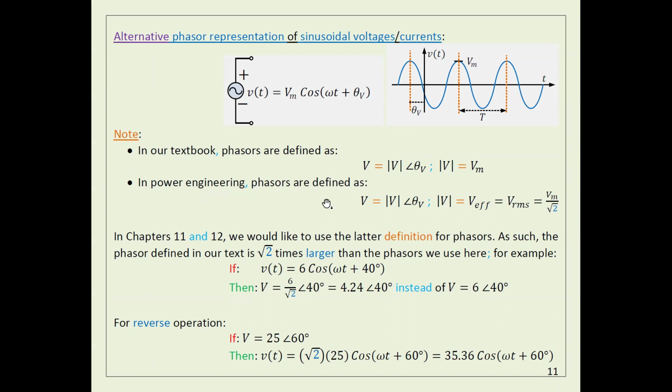For example, here, if you have a signal like this one, the maximum value is 6. If you want to get the RMS value, you are going to divide it by square root.